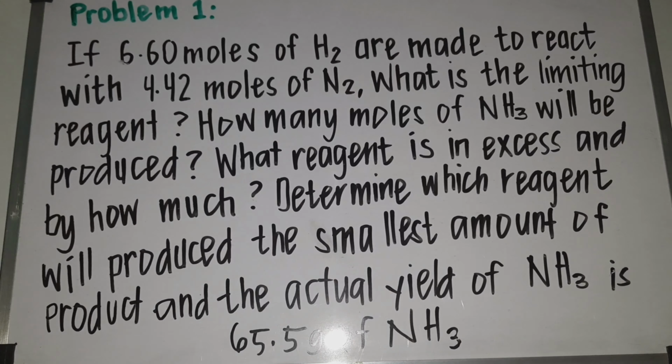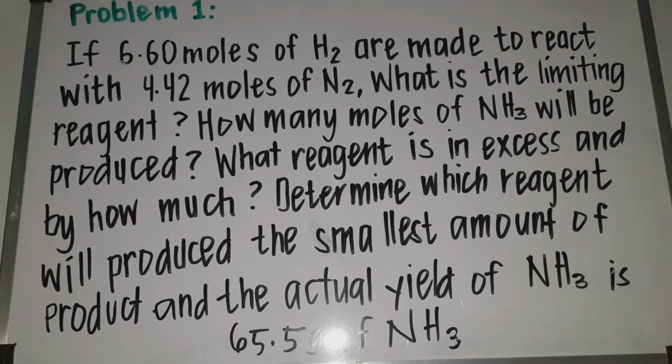Problem number 1. If 6.60 moles of H2 are made to react with 4.42 moles of N2, what is the limiting reagent? How many moles of NH3 will be produced? What reagent is in excess and by how much? Determine which reagent will produce the smallest amount of products, and the actual yield of NH3 is 65.5 grams of NH3.